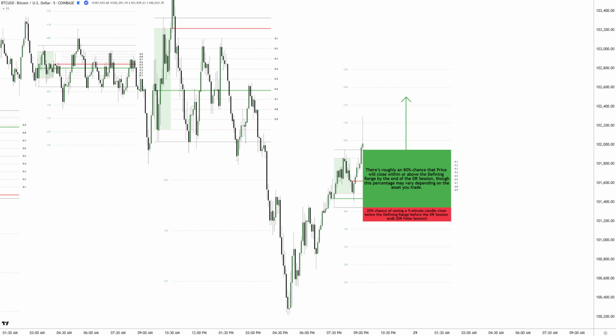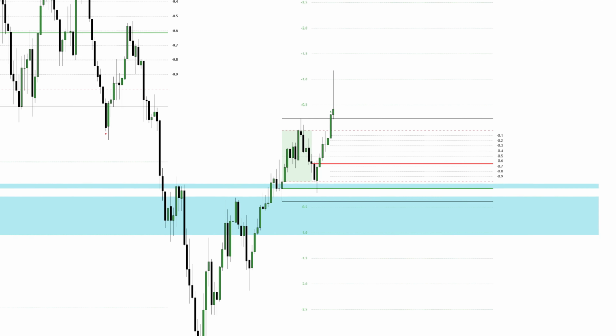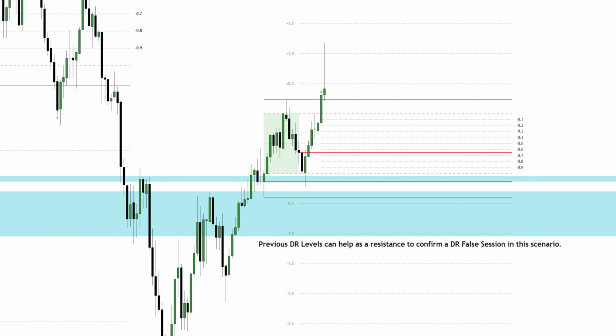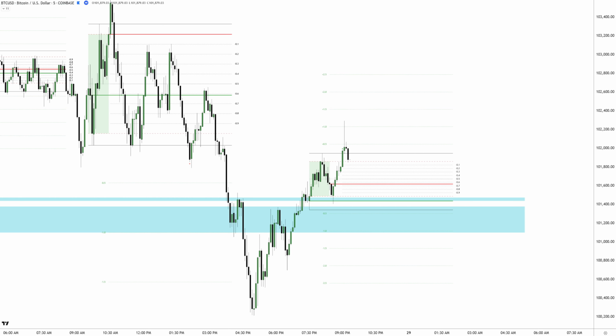With probabilities already stacked in favor of further upside, there was an 80% chance that price would either remain inside the defining range or extend higher to new standard deviation levels by the session's close. This probability became even stronger when highlighting previous DR session levels. Two of these were located just below the current defining range, acting as additional structural barriers for price, increasing the likelihood of a continuation. Now, with the session fully prepped, it was time to wait for a retracement back into the defining range with clear rejections from key levels.